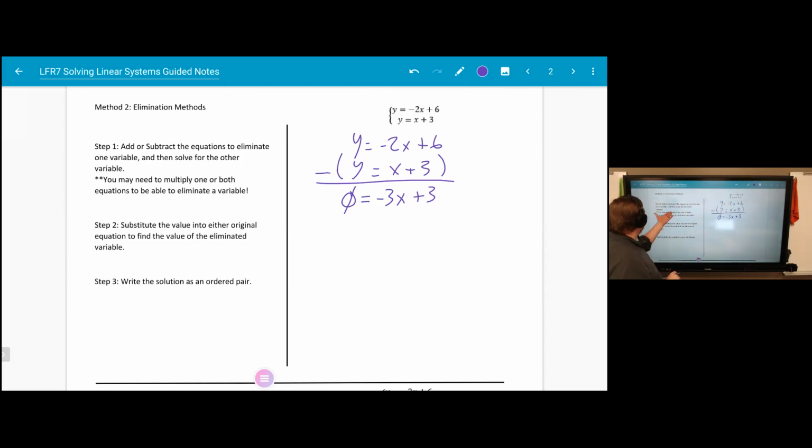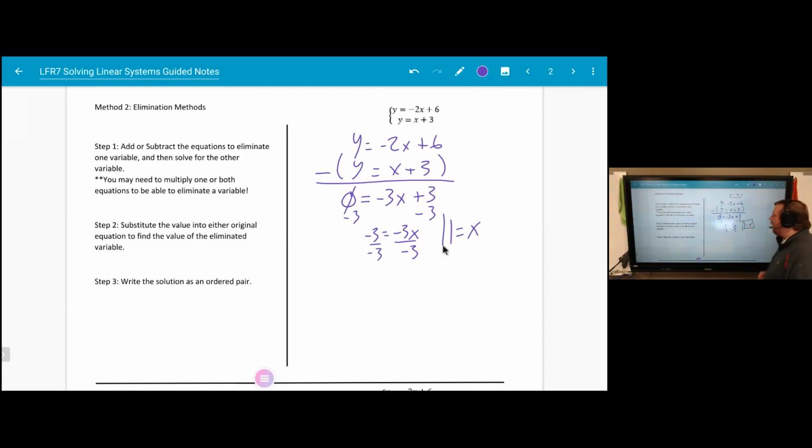Substitute, oh, then we need to solve for the variable. I can solve for x right now. If I subtracted 3 from both sides, I get negative 3 equals negative 3x. Divide both by negative 3. Negative 3 divided by negative 3 is 1. So x equals 1. Yay!